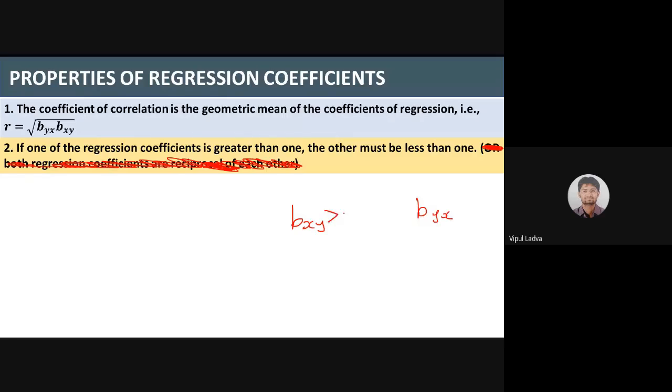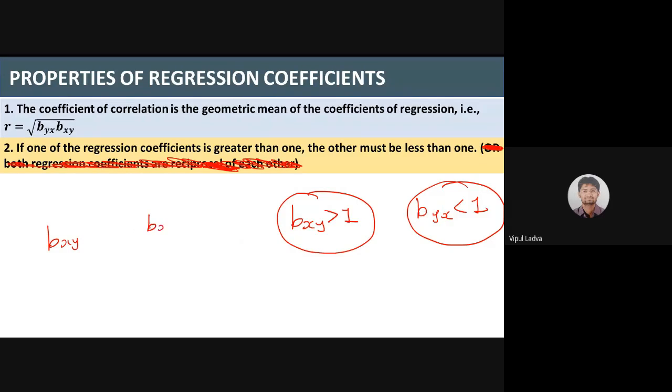If one of them is greater than 1, suppose bxy is greater than 1, then we can surely say that the other regression coefficient will have a value less than 1. If one has a value greater than 1, the other is less than 1. But it is quite possible that both regression coefficients may have a value less than 1. This is totally valid.